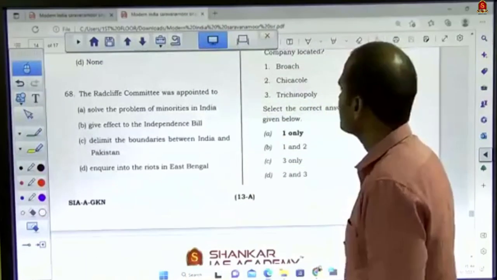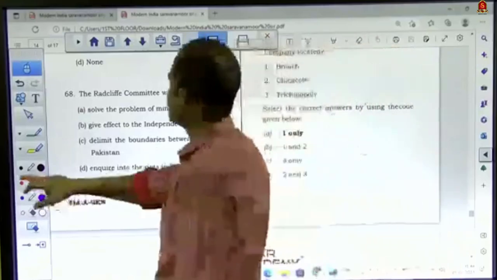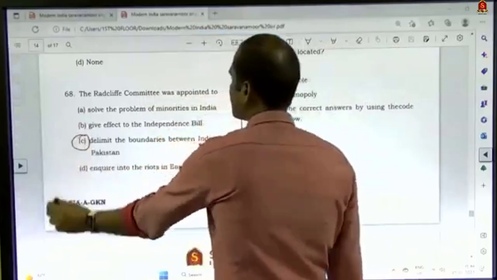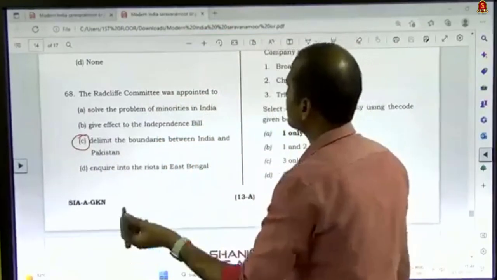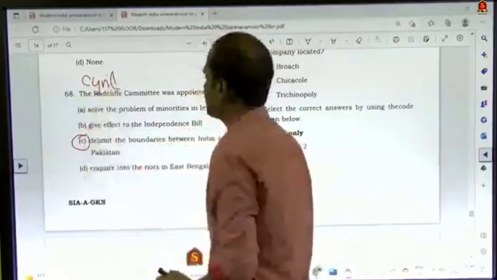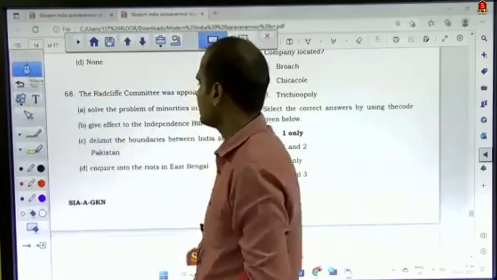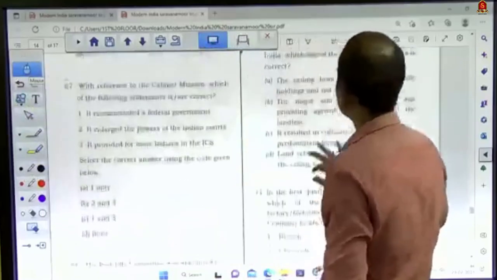Next, the Radcliffe Committee was appointed to solve the problem of minority. No. It delimits the boundaries between India and Pakistan. That's why its full name is Cyril Radcliffe. That's why the India-Pakistan border is called the Radcliffe line.